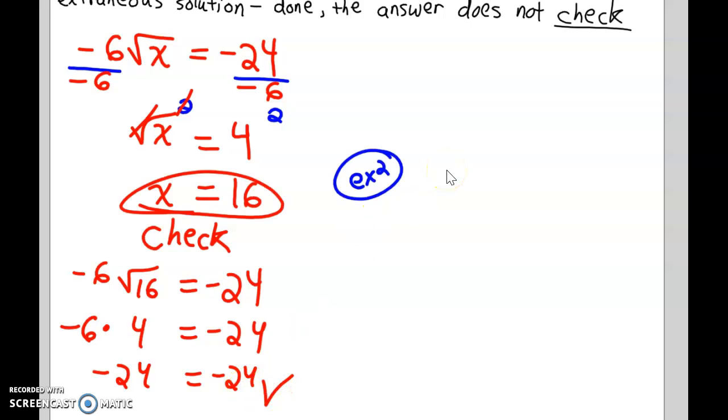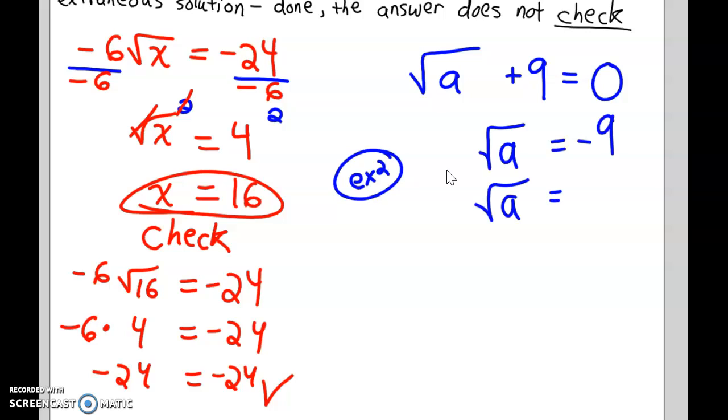Let's see what happens when we get an extraneous solution. So square root of a plus 9 equals 0. First thing you always do with these is you've got to get the radical alone. We get the radical alone by subtracting 9. At this point, I want to square both sides again. You've got to be careful. You've got to make it a equals, not the square root. The square root becomes -9 to the second power, which is 81.